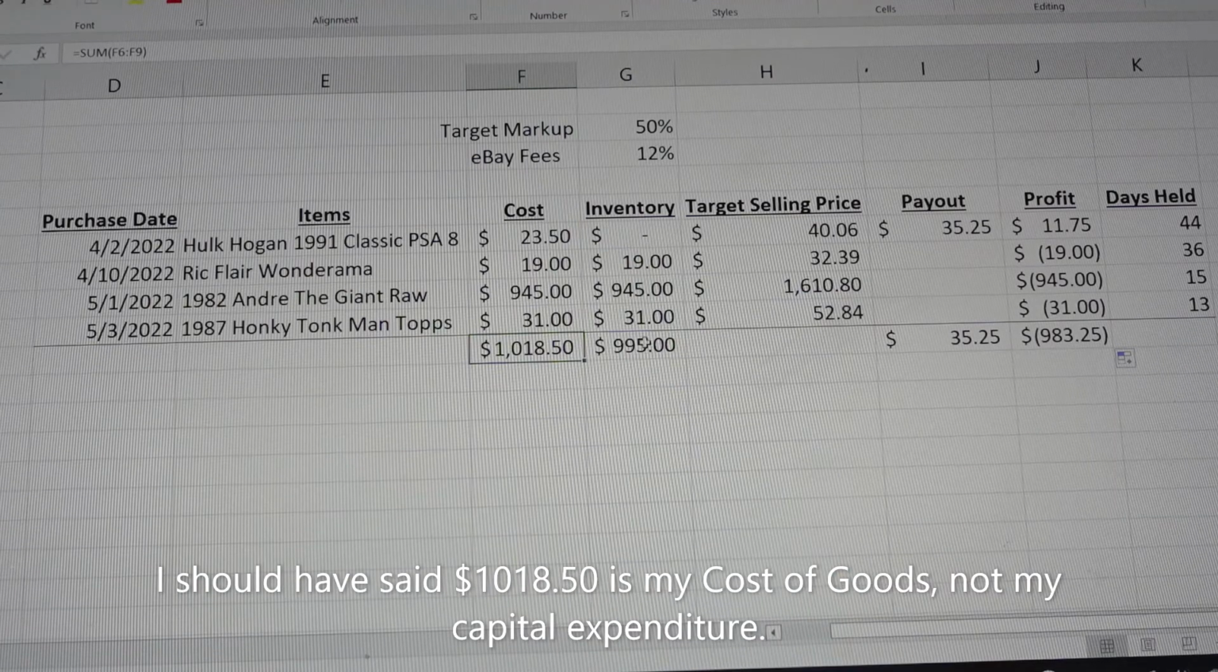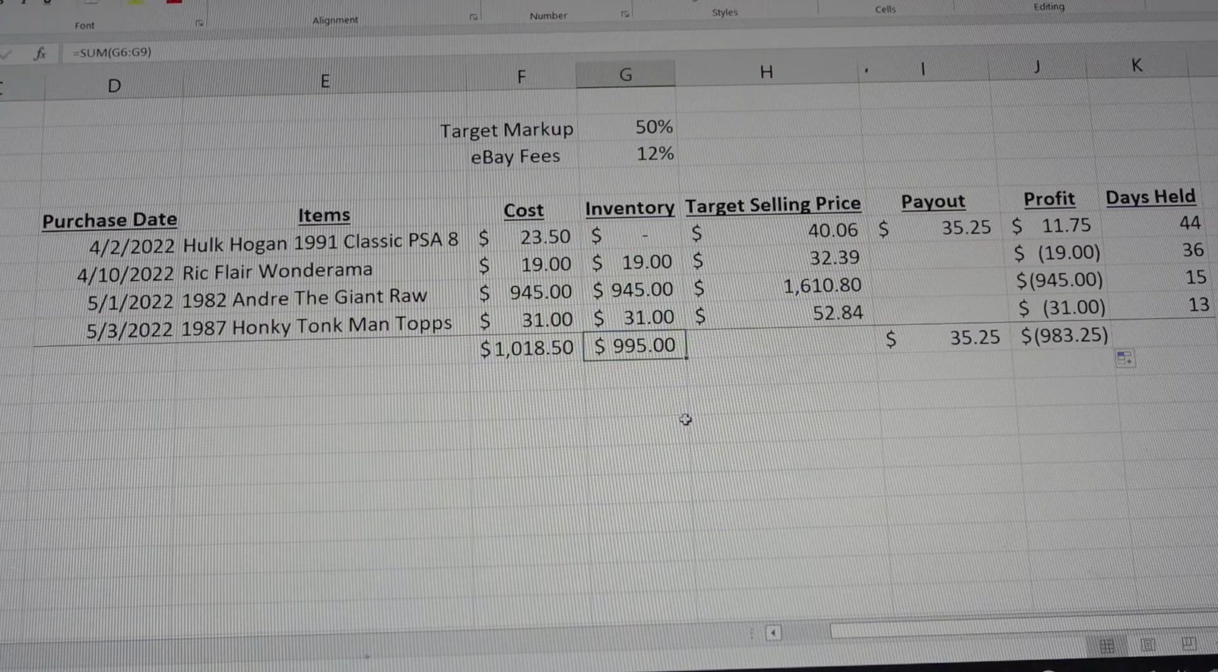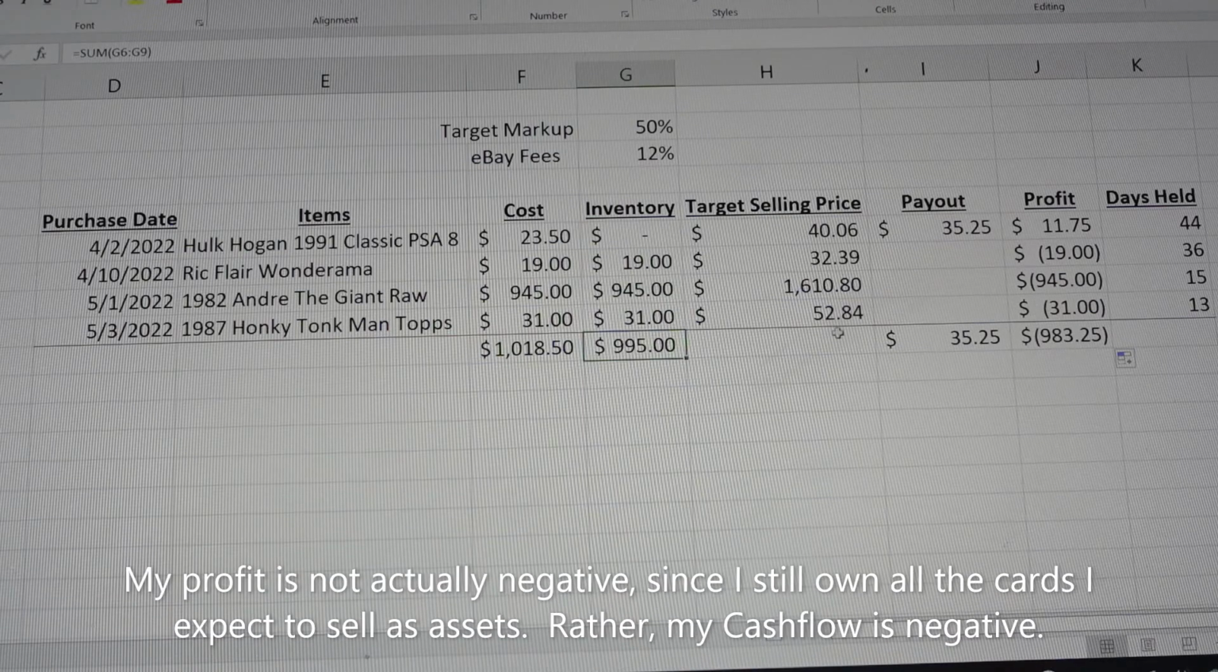My inventory is $995, which basically means of that $1,018.50, I've sold that one card for $23.50. My payout was $35.25 on that $23.50 card. My profit, of course, is negative at this point because I've spent more than I've sold. Now, what does this mean? Let's talk about inventory turnover.